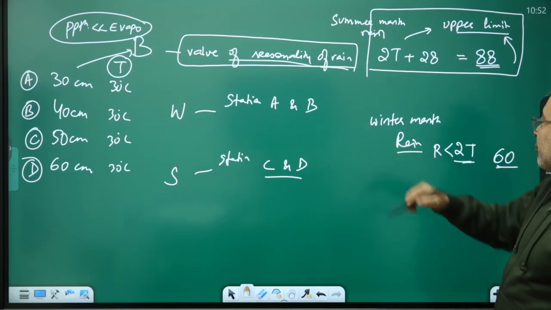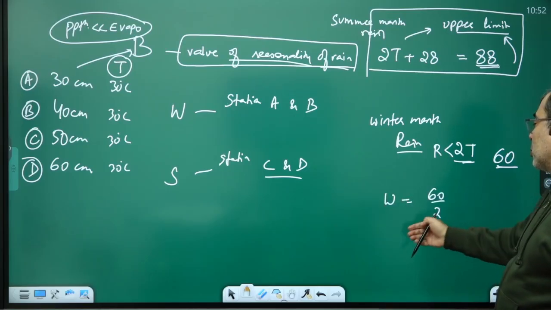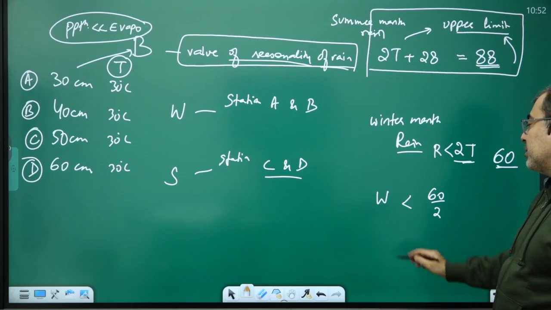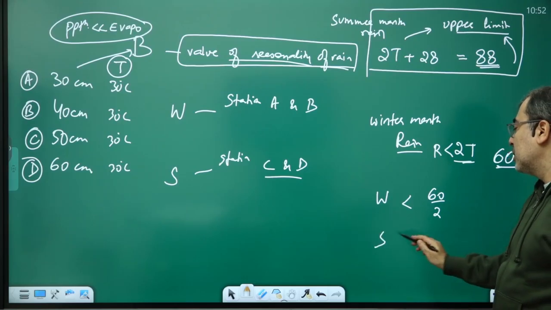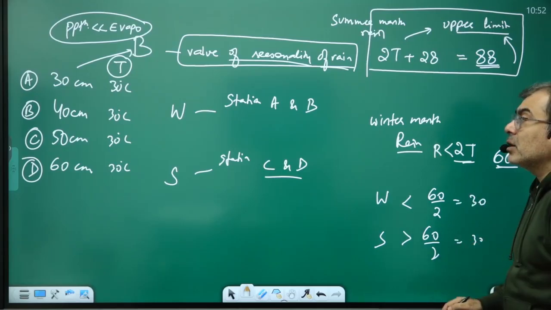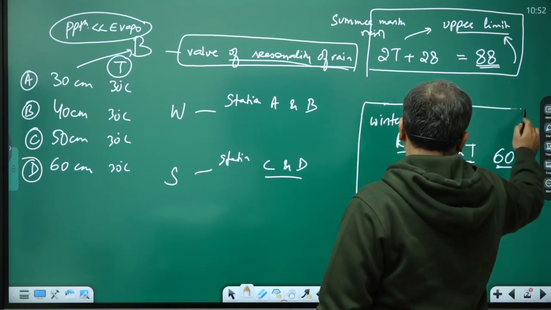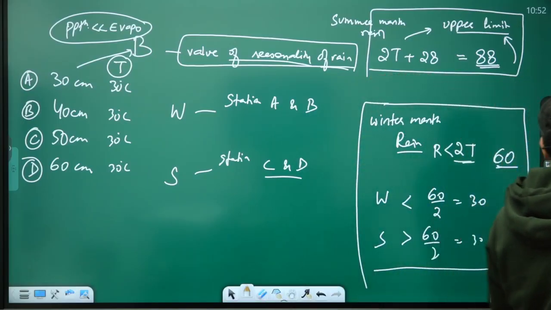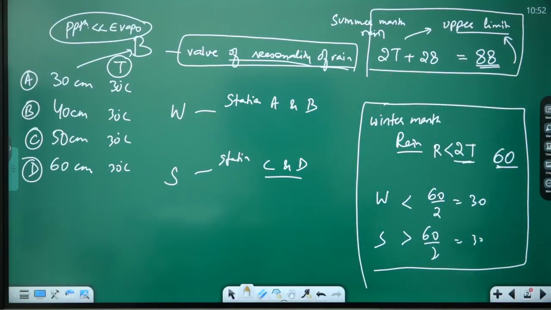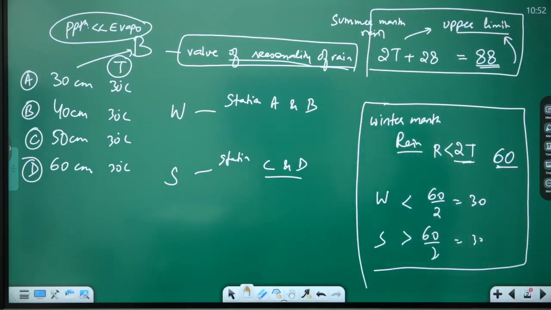So here the cutoff will be for W and S. W will be 60 by 2. W will be less than 60 by 2 and S would be more than 60 by 2. That is 30. So if you are less than 30, then you are W, otherwise you are S. So now in this changed scenario, which station will be W this time? Will A and B still be W in the new scenario?